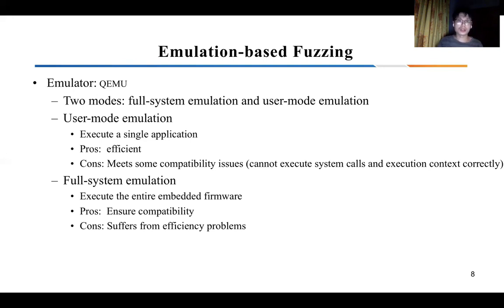In contrast, the full system emulation can execute the entire embedded firmware, so that the IoT applications in the firmware can be correctly executed. Here the advantage is that we ensure compatibility, but the disadvantage is that it still suffers from an efficiency problem, since the full system emulation adds virtual layers for emulation, so it slows down the fuzzing execution speed.